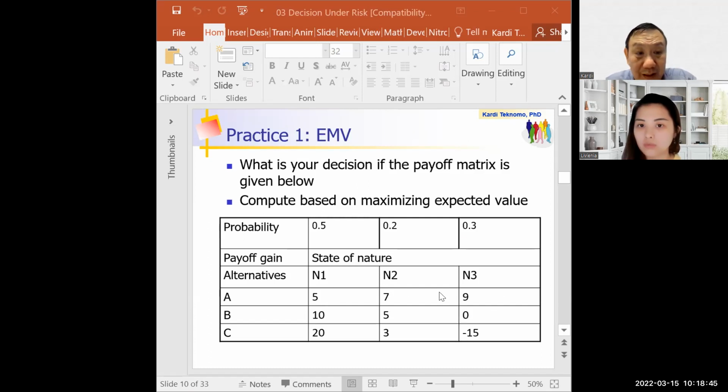Okay, let's practice. This is exactly the same example as decision under uncertainty. So you can open your Excel and input all of these numbers, and then you get the expected value. This is payoff gain. So how do you get the expected value? You just multiply the payoff with the probability. Okay, let's do the practice. I will open Excel.